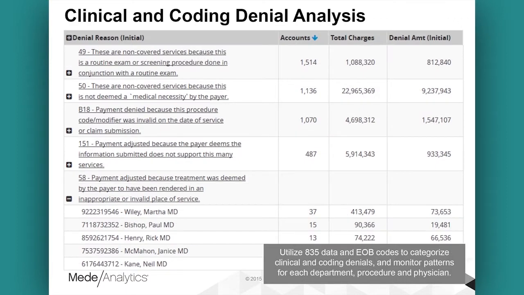Here's another example, same type of thing, bringing in data from the 835 to understand clinical denials. Again, if you could read this in detail, you'd see these are the EOB codes for clinical and coding related denials, analyzed down at the physician level and the dollars and denied amount associated with them. Just another viewpoint on how clinical documentation impacts reimbursement.